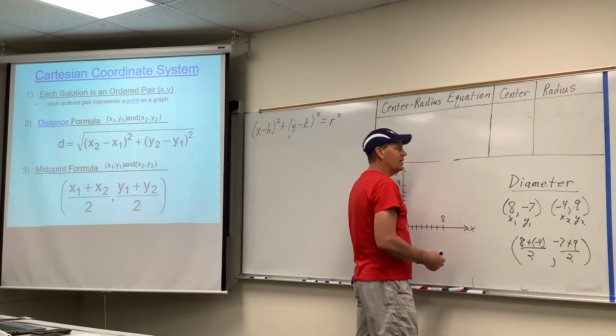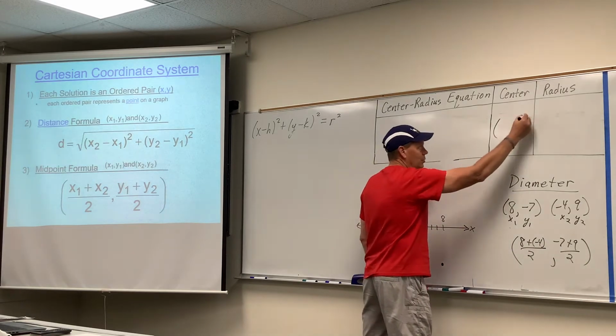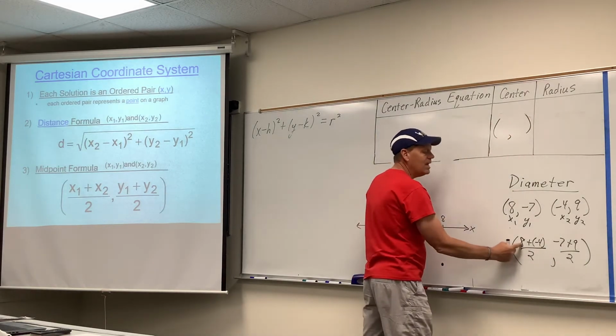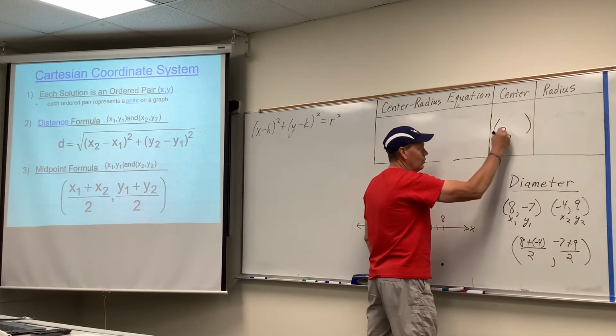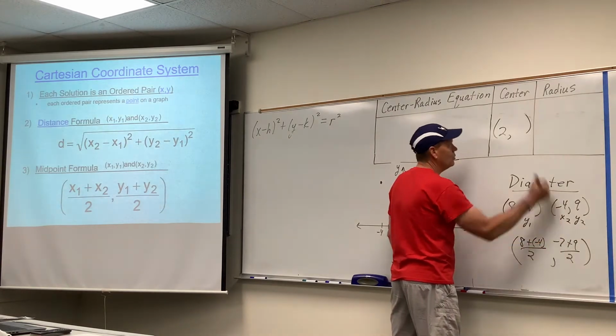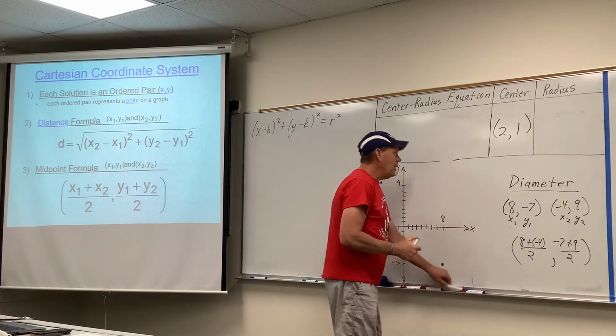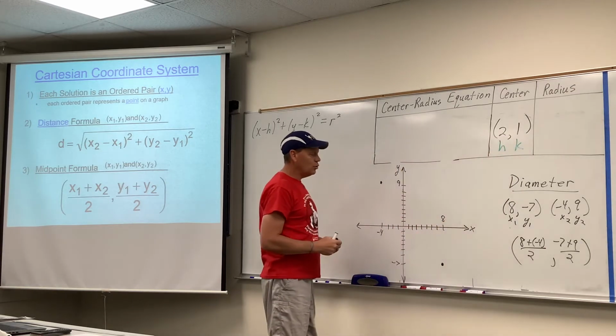I do arithmetic to that, and I'm out of space, so I'm going to transfer this up. This is going to be our center point, isn't it? So that would be 8 minus 4, which is 4, and then 4 divided by 2, which is 2. And then -7 plus 9 is 2, and 2 divided by 2 is 1. And there you go. That will be, as we've been calling them, the H and the K. The ordered pair 2, 1.